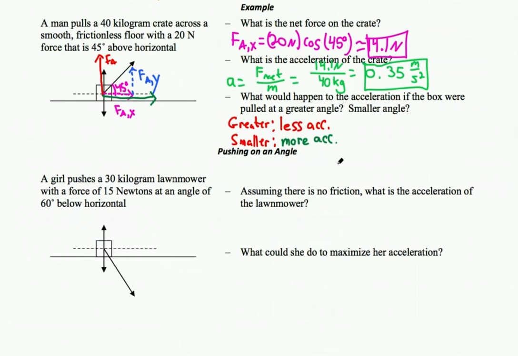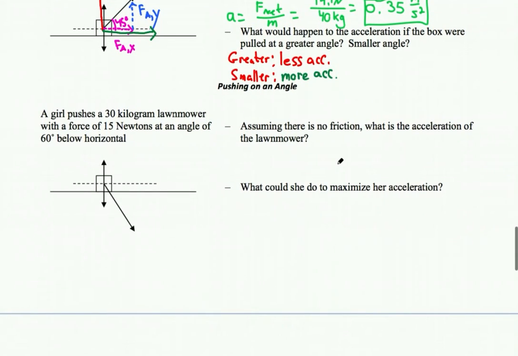So our last example, right? Instead of a pull, now we're looking at a push. A girl pushes a 30 kilogram lawnmower with a force of 15 newtons at an angle of 60 degrees below the horizontal. So that angle is right here, below the horizontal, 60 degrees. And we want to know what the acceleration of the lawnmower is. So we're going to want to plug in F net over m. We know the m, 30 kilograms, but we need an F net first.